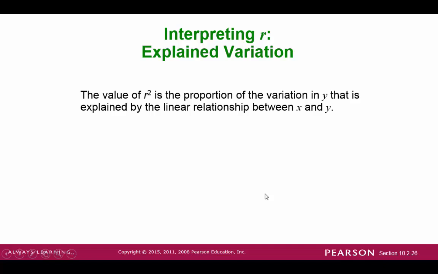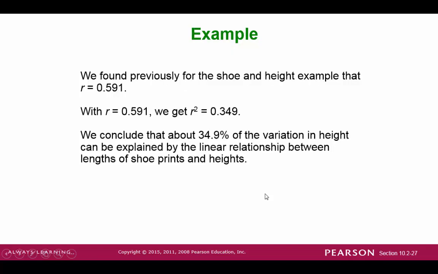In the output, we also get an R squared, and R squared is the proportion of variation in y that's explained by the linear relationship that's given between x and y. So in our example, we had, again, r is equal to 0.591 and r squared is 0.349. So about 34.9% of the variation is explained by the linear relationship between them. So that's how we can interpret r squared.